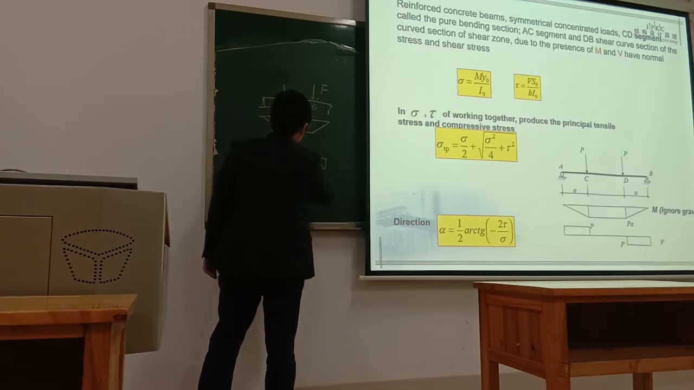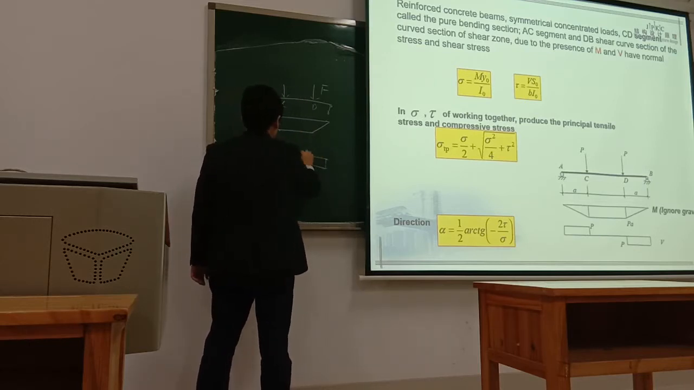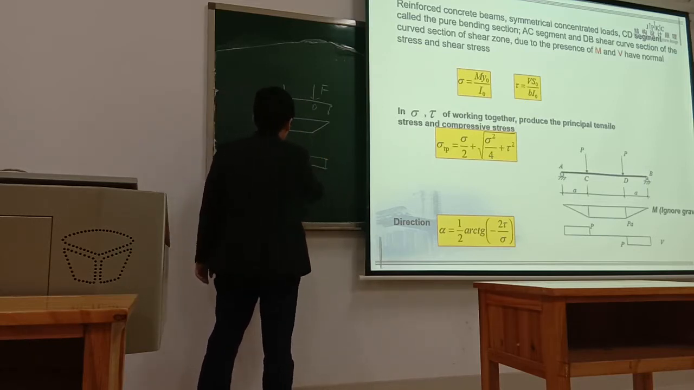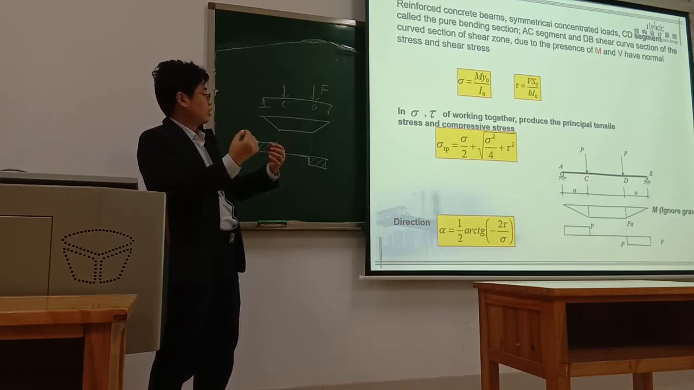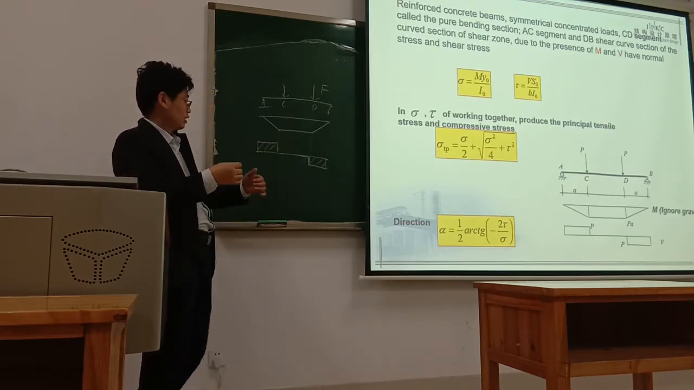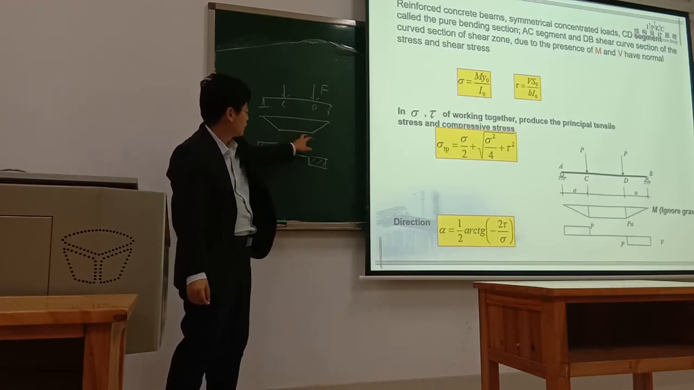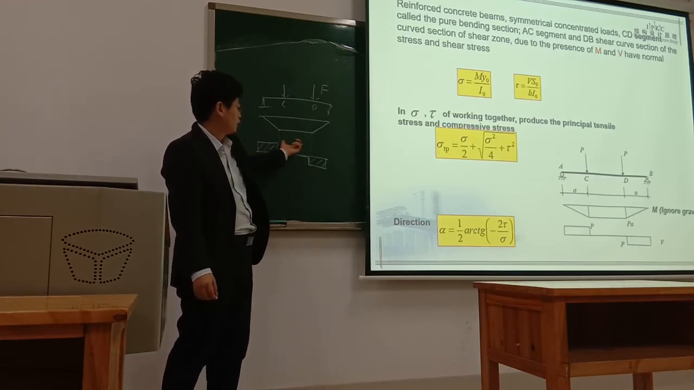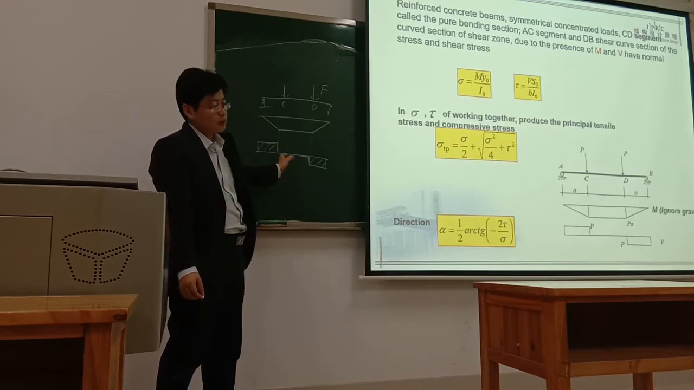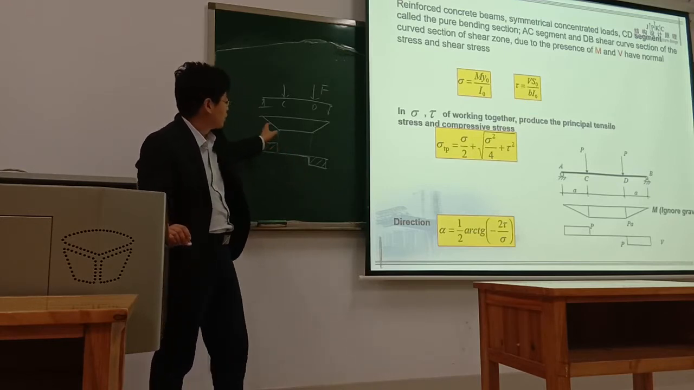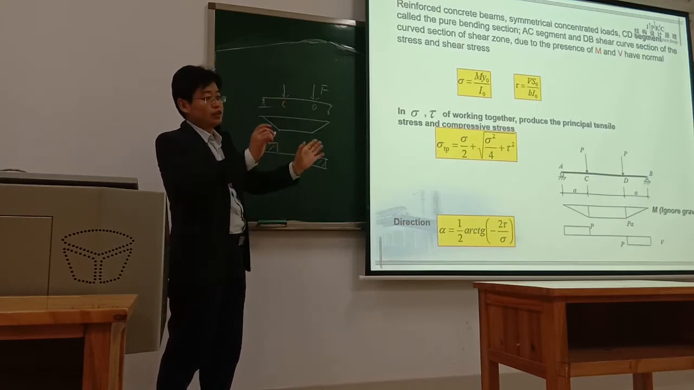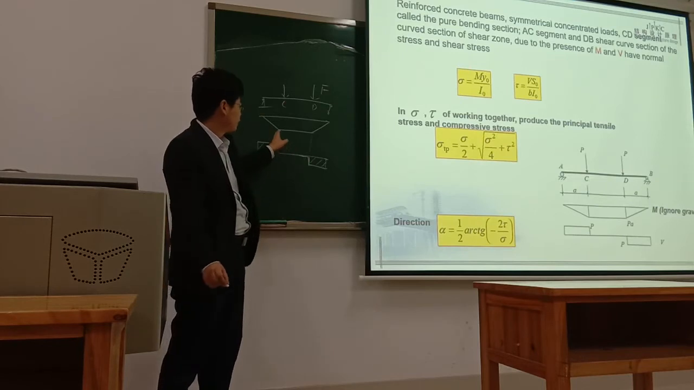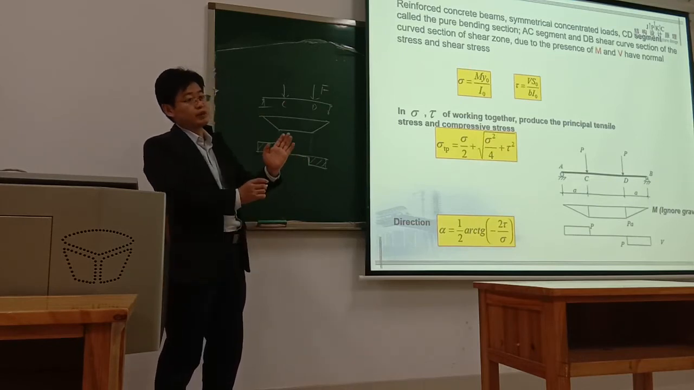In this CD part, there is no shear force. We call it a pure bending section, because in this section the moment is constant. Why do we get shear force elsewhere? Just because if you cut the beam at this point, the forces at both sides are not equal. You have to generate shear force to balance this force.